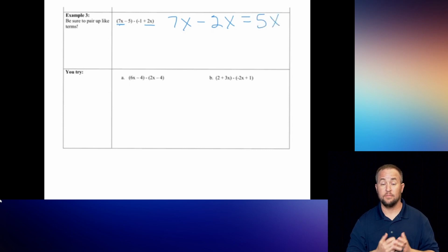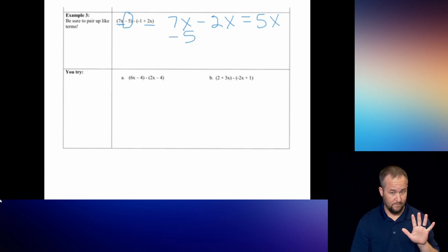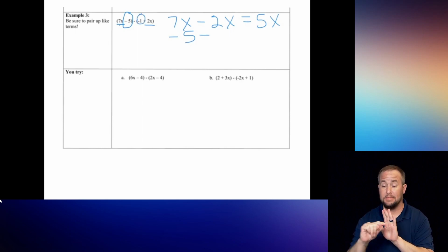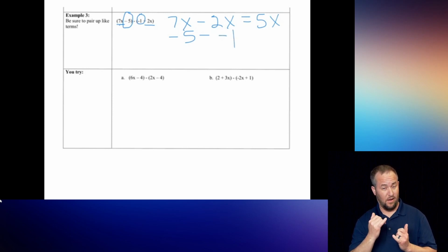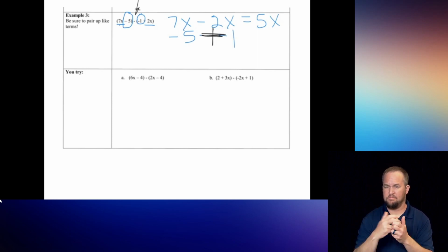For my constants, what do I start with? Can you tell? I start with a negative 5, and then I remind myself that it's a minus problem by writing the minus sign, and then here is a negative 1. Here is where I can join these to make a big plus sign, not here.